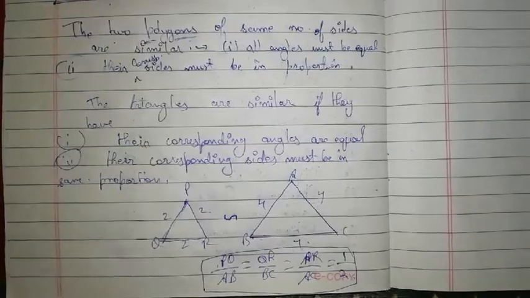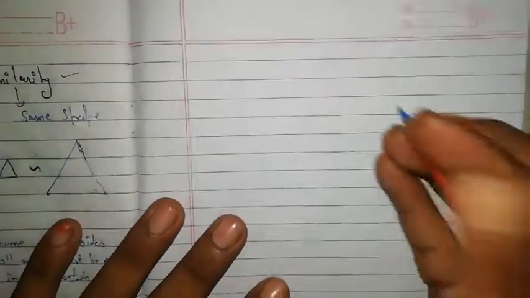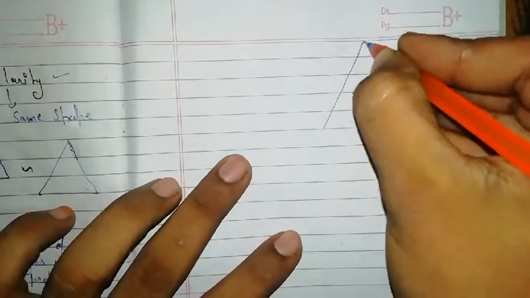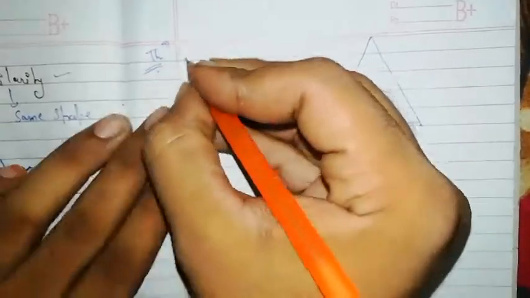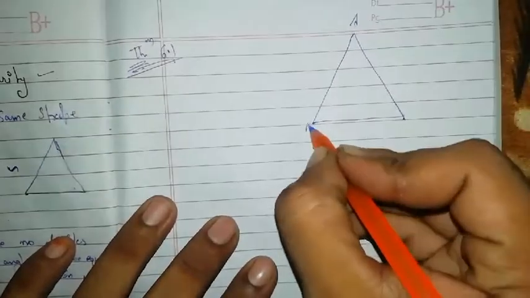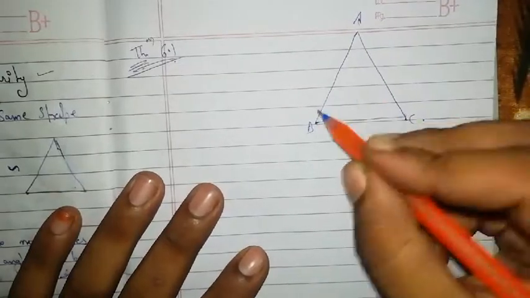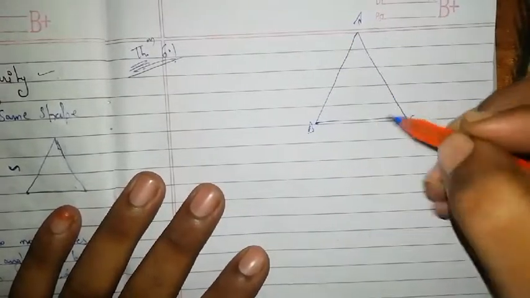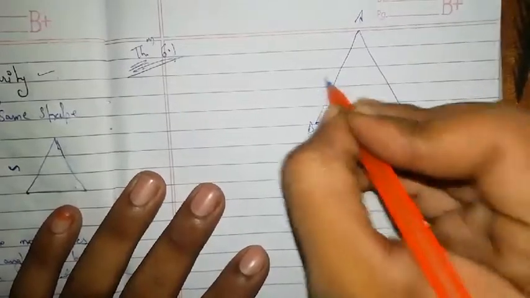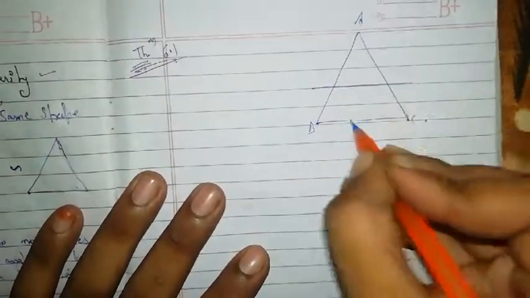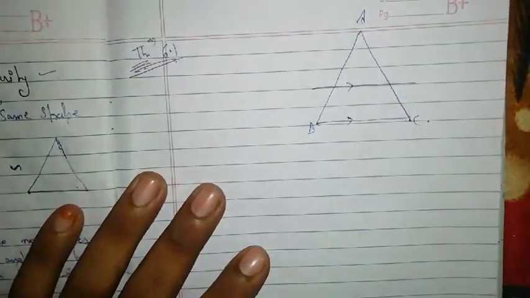So before that, we have a theorem which says that if a line is drawn parallel to one side of a triangle, this is your theorem 6.1. So I'm not going to write the statement here. So this is a triangle ABC. The theorem says that if a line is drawn parallel to any side of a triangle, suppose we are drawing a line parallel to BC, right, so that these two lines are parallel to each other.